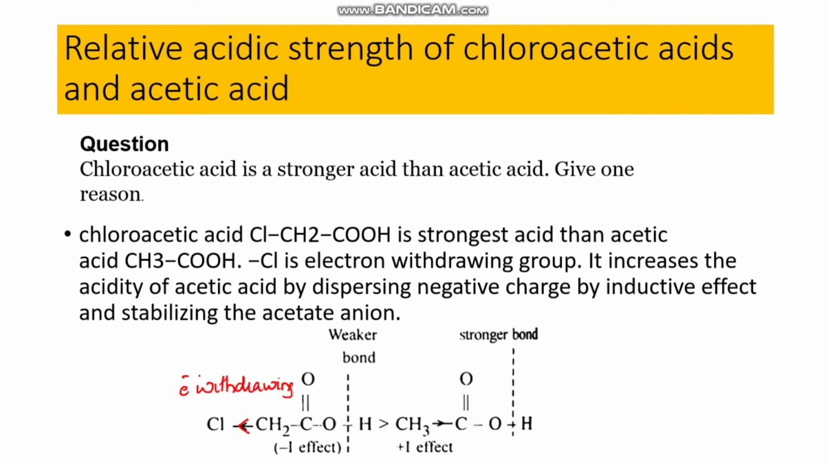But in the case of acetic acid, it contains CH3 group, and CH3 group is an electron donating group. Electron donating group will enhance the electron towards the side, thereby strengthening the OH bond. So it will be difficult to break this OH bond, and therefore chloroacetic acid is a stronger acid when compared to that of acetic acid.